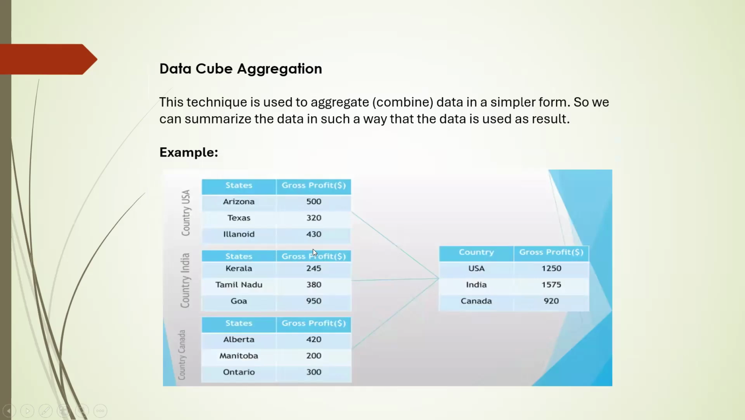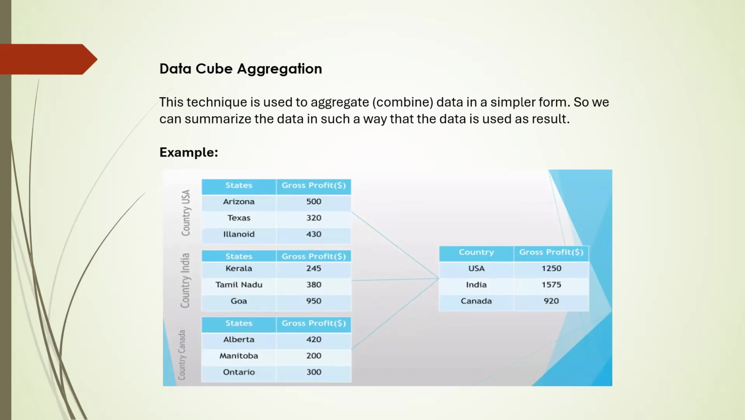And the other technique is data cube aggregation. This technique is used to aggregate. Aggregate is nothing but combining data, aggregating data in a simpler form. It means the complex data is aggregated into a simpler form. So we can summarize the data in such a way that the data can be used as the result.